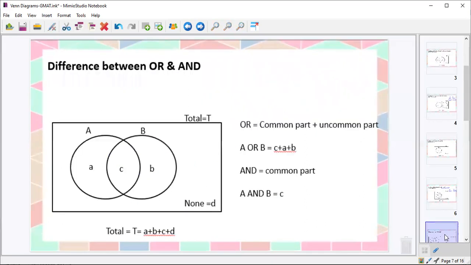Now, you would have seen in set theory the concept of union or intersection. When you have a word problem, you would not be coming across words like union or intersection. You would be coming across words like or and and. So or is nothing but union, and and is nothing but intersection.